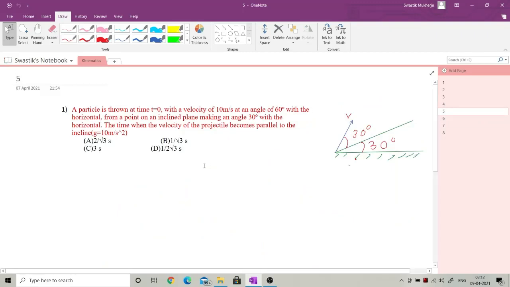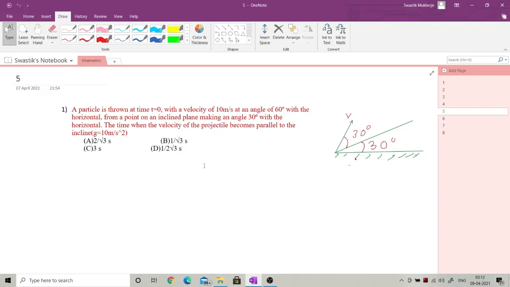Next problem. A particle is thrown at time t equal to 0 with a velocity of 10 meters per second at an angle of 60 degrees with the horizontal, from a point on an inclined plane making an angle of 30 degrees with the horizontal. At the time when the velocity of the projectile becomes parallel to the incline... Okay, so the inclined plane problem.